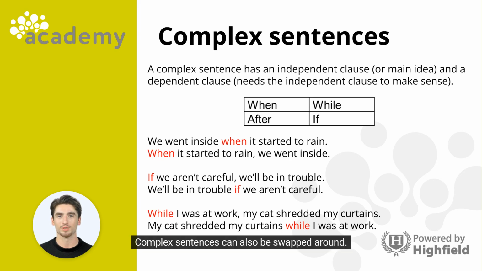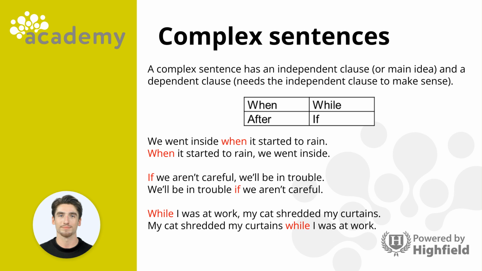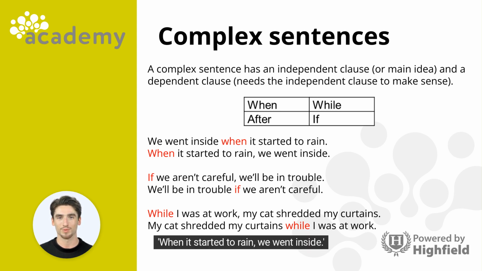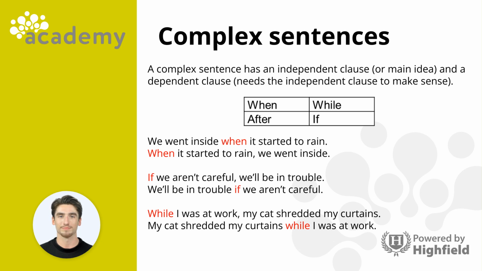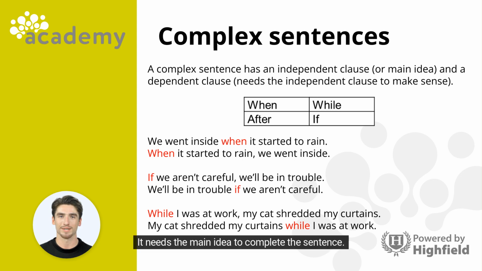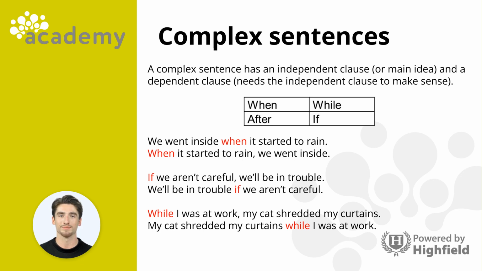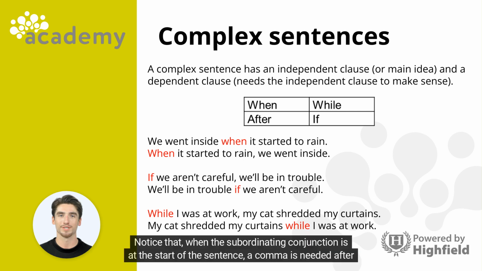Complex sentences can also be swapped around. For example, we went inside when it started to rain, can be swapped around to become, when it started to rain, we went inside. Here, the first part of the sentence, when it started to rain, is the dependent clause. It doesn't make sense on its own. It needs the main idea to complete the sentence. Notice that, when the subordinating conjunction is at the start of the sentence, a comma is needed after the first clause.